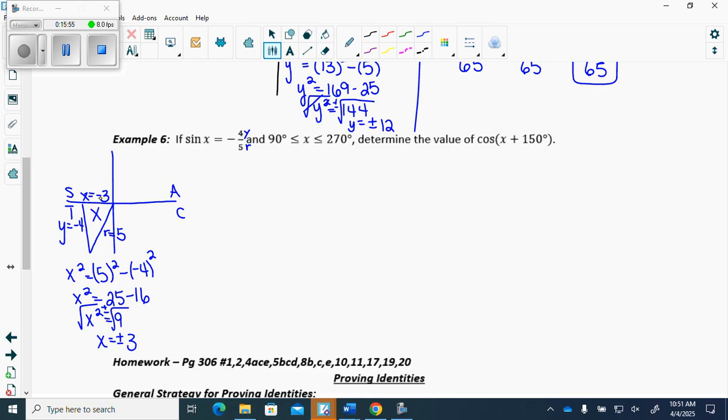All right. Got ourselves a triangle. We got ourselves a formula. Cos of x plus 150 degrees. What does this scream? Formula sheet. Looking like formula sheet. It does not scream distribute. It's not cos x plus 150. It is formula sheet.